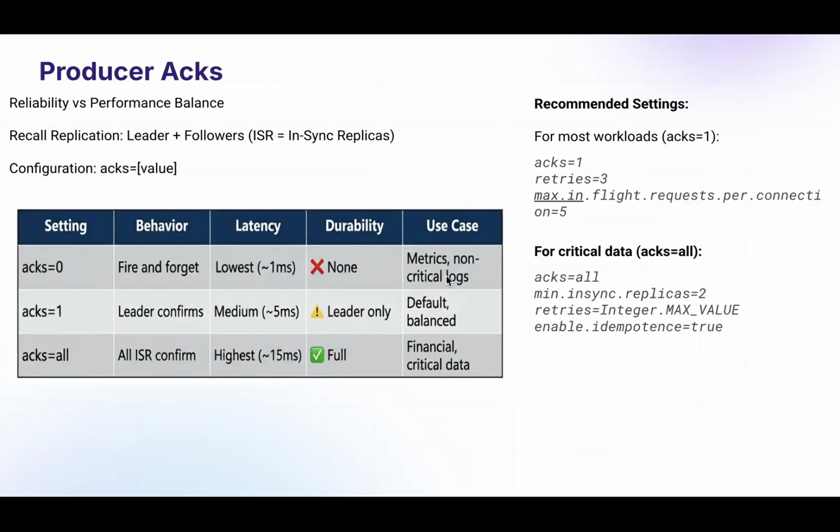For most workloads, acks=1 with retries=3 is perfectly fine. You get good performance with reasonable reliability. One more trick is to enable idempotence. It prevents duplicate messages if they retry. It's basically free. Just set enable.idempotence=true.